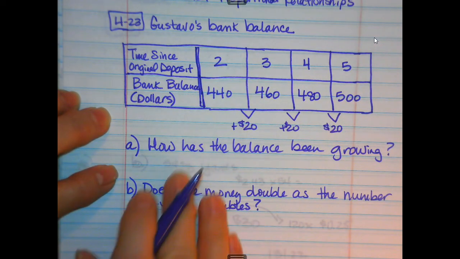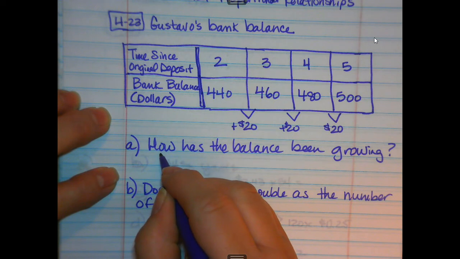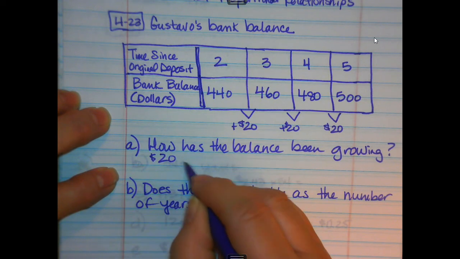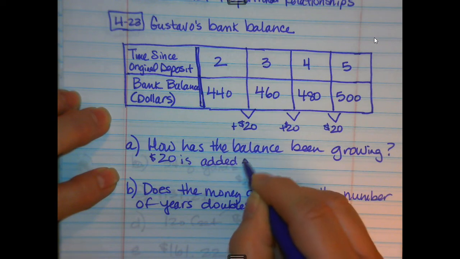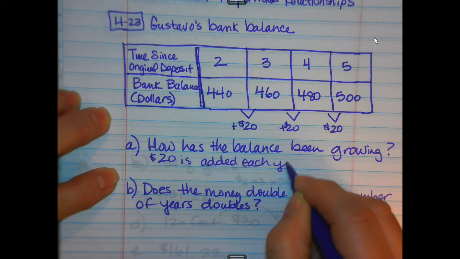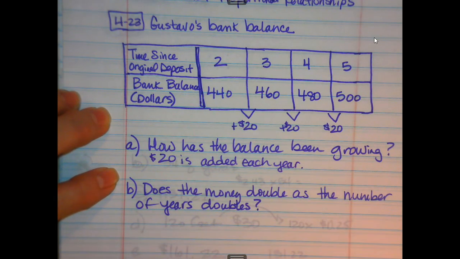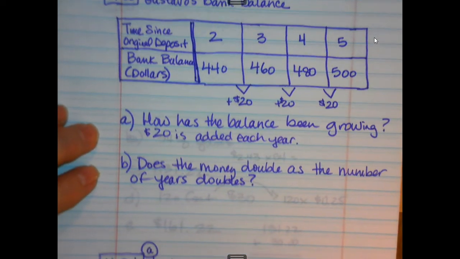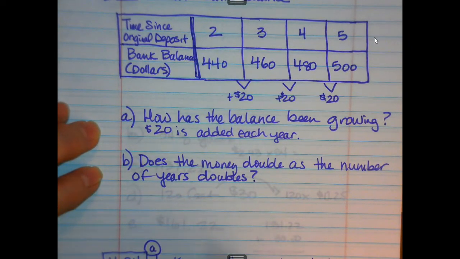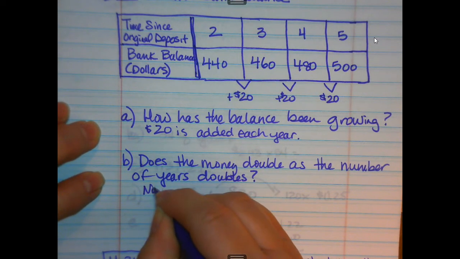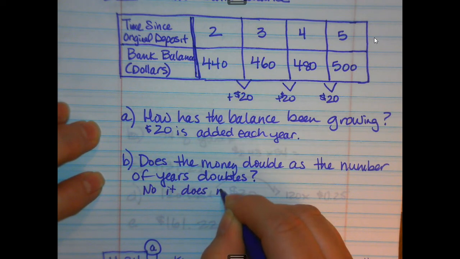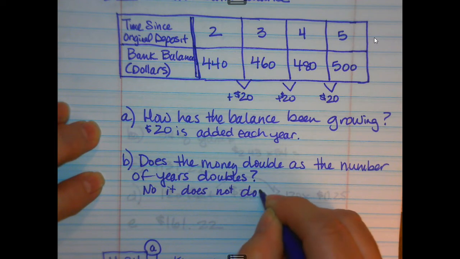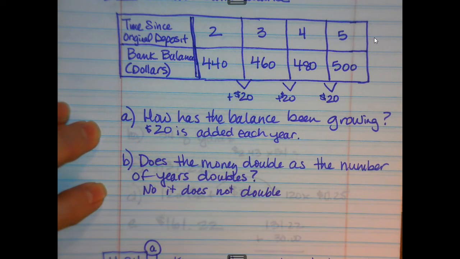So how has the balance been growing? $20 is added each year. Does the number double as the number of years doubles? No, it does not double.